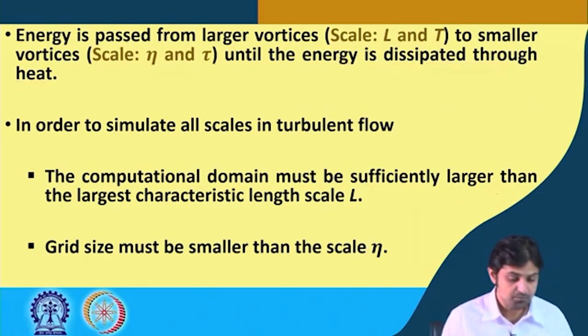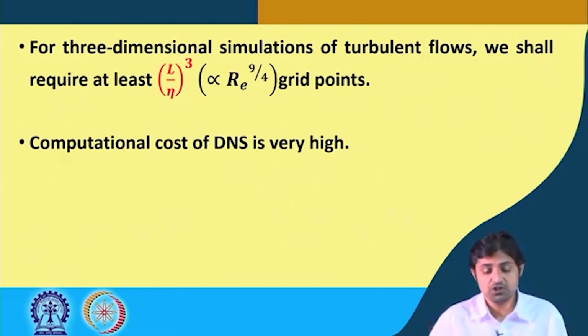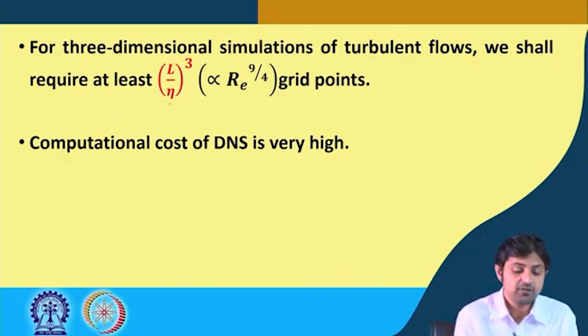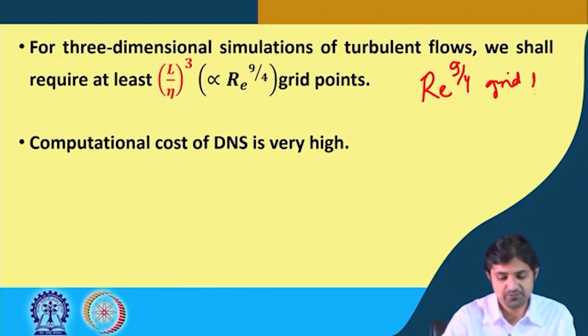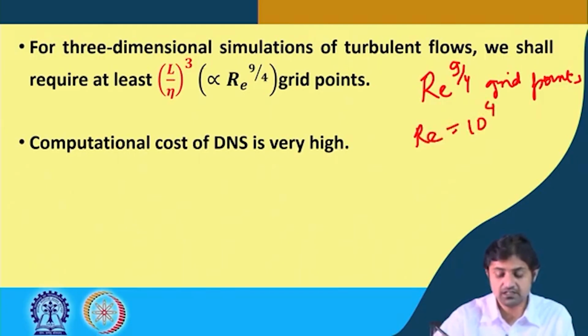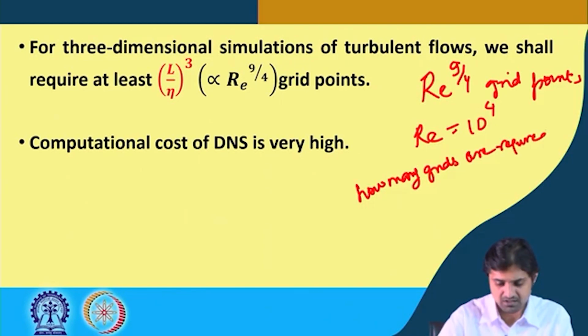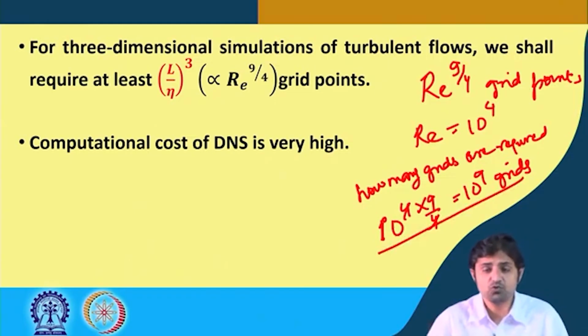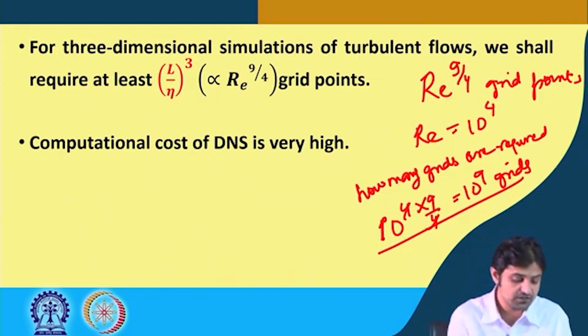All right. The implication of this is that for 3-dimensional simulation of turbulent flow, we will require at least L by eta to the power 3. That means Reynolds number to the power 9 by 4 grid points. Let's say Re is not a very high Reynolds number. Let's say the Reynolds number is 10 to the power 4. So how many grids are needed? Re, that is 10 to the power 4, raised to the power 9 by 4. So we need 10 to the power 9 grids, almost, more than billions, around a billion grids, which, looking at the capacity of our current computational facilities, is not possible.